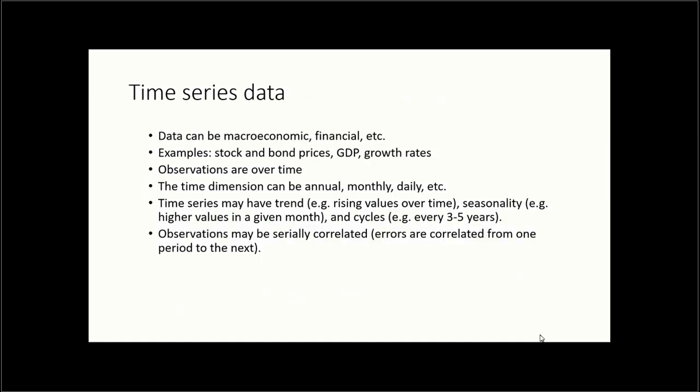Okay, moving on, we can also have time series data. These data are typically used in macroeconomics. They could be financial data and so forth. Typical examples here may be stock and bond prices or the gross domestic product or growth rates. The most important thing about time series data is that the observations are over time. So we do need to have a time dimension for time series data. Data could be annual, monthly, daily, hourly, or by second, depending on the data.